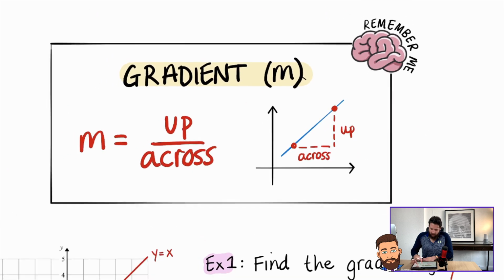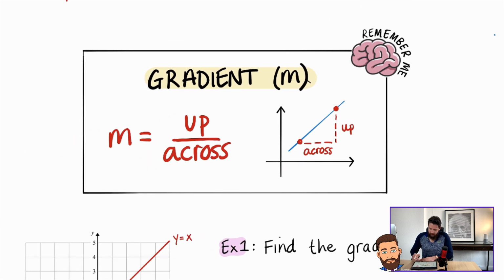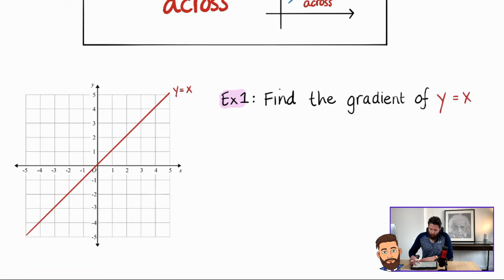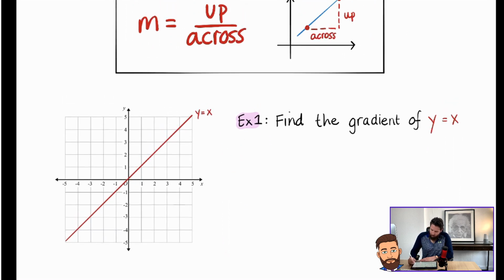So let's take a look and see how that works. If you look at example 1, we have got the line y equals x, and that is this red line here. That is what we call the equation of a line, and that will be a lesson that is coming up after this series.